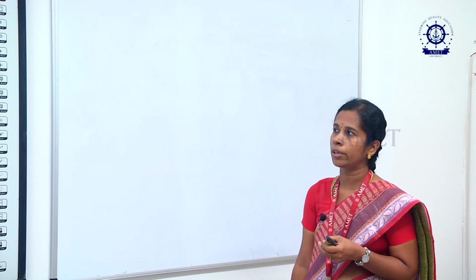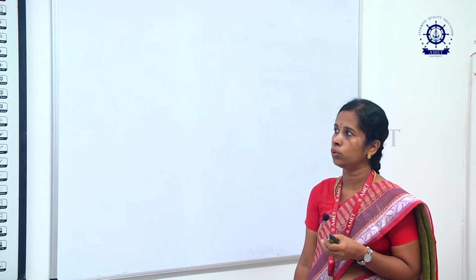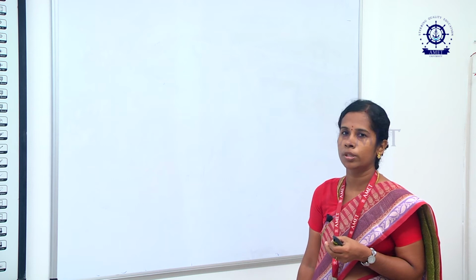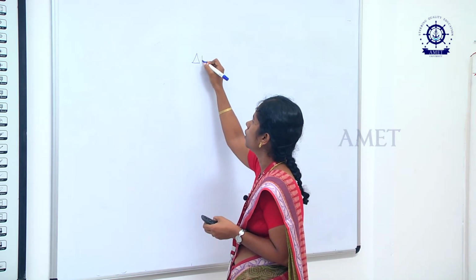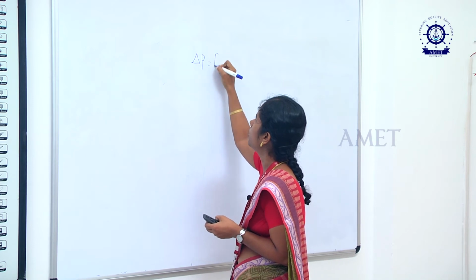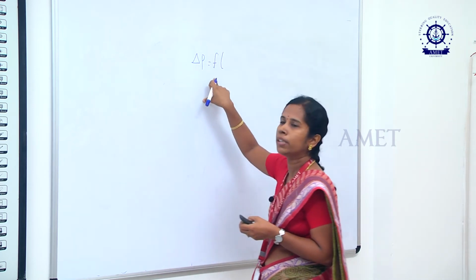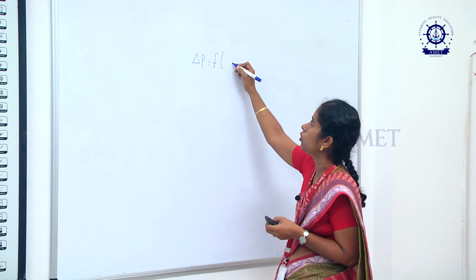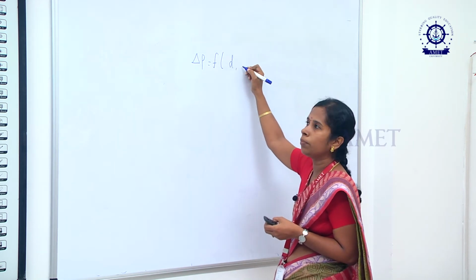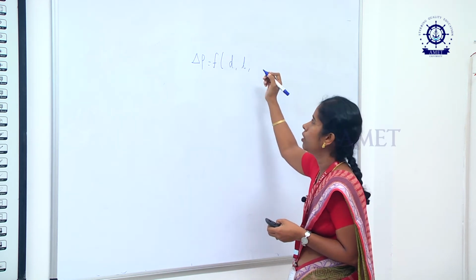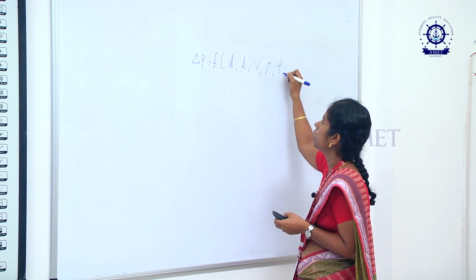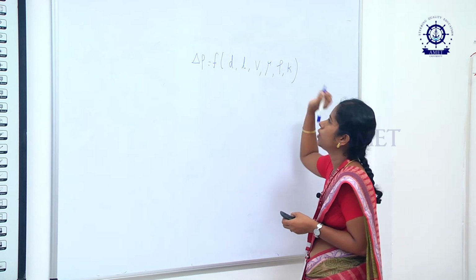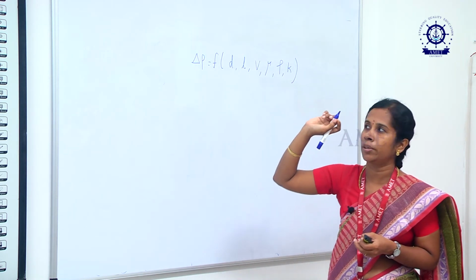Using Buckingham's pi theorem, they are asking you to obtain an expression for pressure difference. The pressure difference will be denoted by delta P. It is a function of, it depends on the diameter of the pipe, length of the pipe, velocity, viscosity, density and roughness. These are the variables it is depending on.